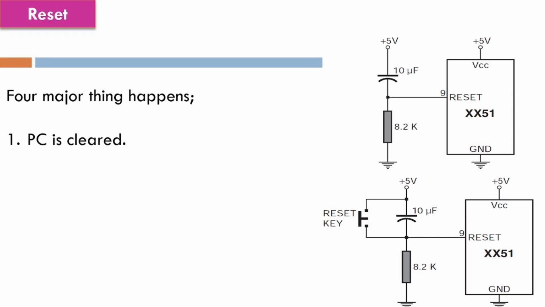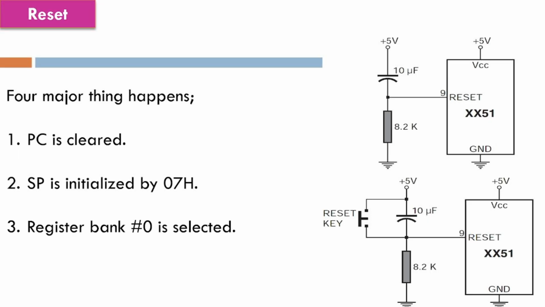First, the program counter, PC, is cleared to ensure the first instruction executed is fetched from address 0000H. Second, the stack pointer, SP, is initialized to 07H. Third, register bank number 0 is automatically selected. And fourth, all I/O ports output FFH.